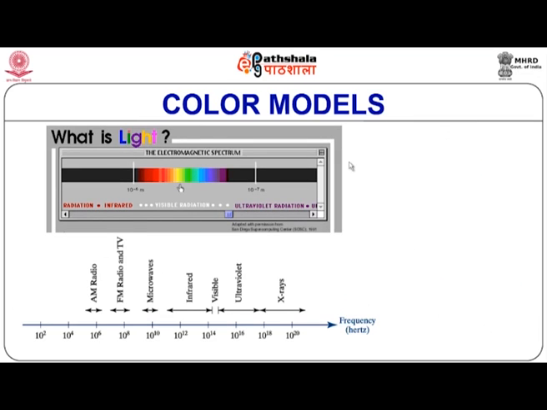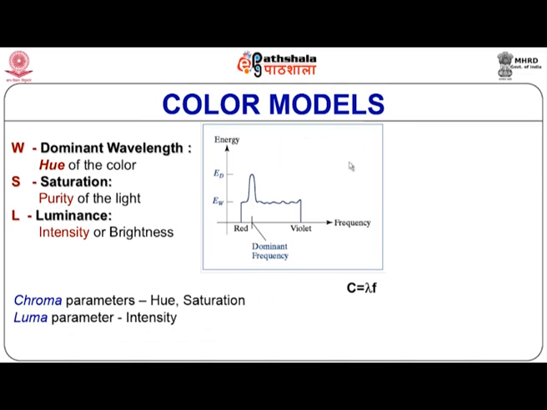So color models are the interesting things that we will look at. As you can see, for color models, light is an important thing that you should understand. Light in the electromagnetic spectrum is understood to have various frequencies and wavelengths from violet to red and beyond. Okay. That is the electromagnetic spectrum.